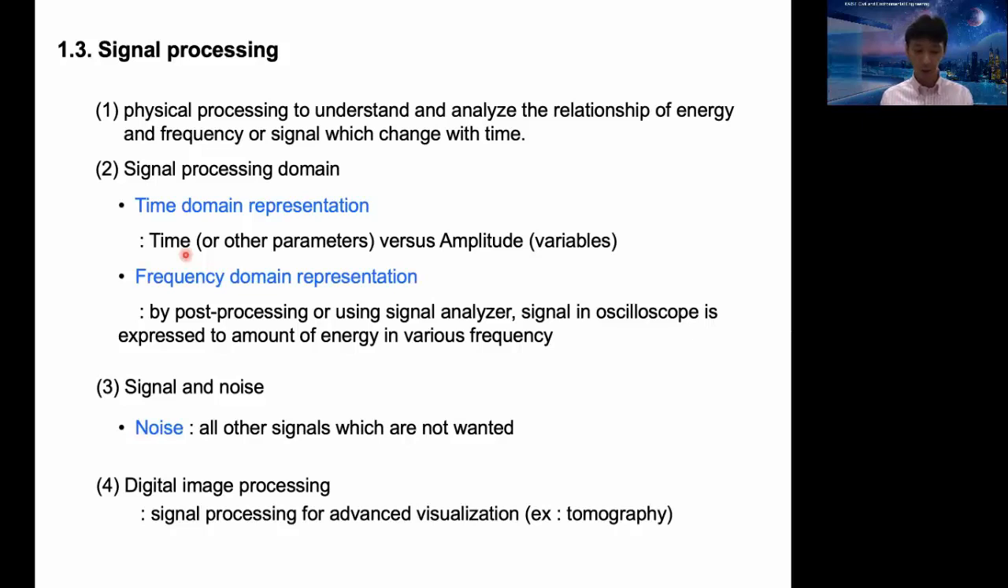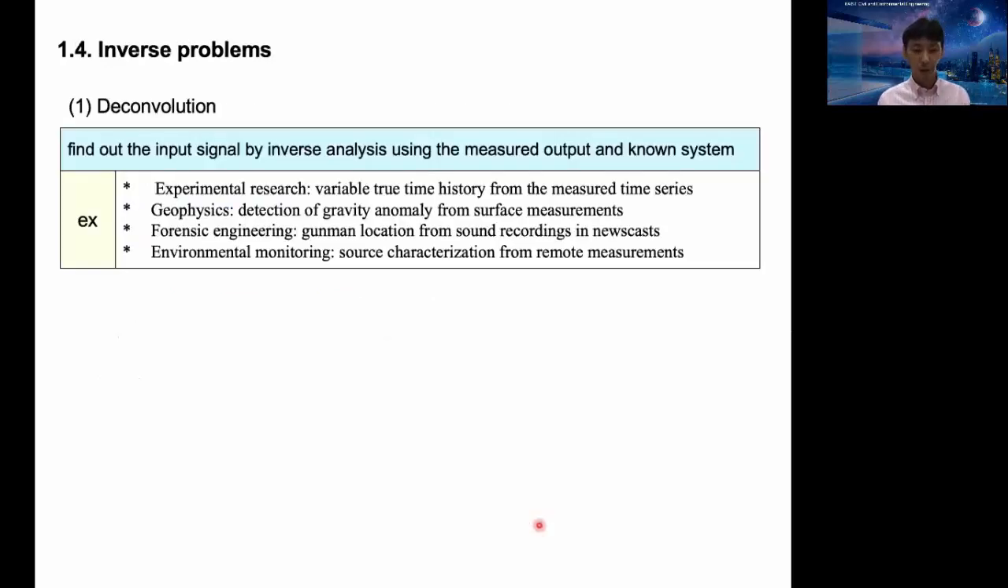Noise is defined as all other signals which are not wanted. So the purpose of signal processing is to remove the noise. And digital image processing is signal processing for advanced visualization, like tomography. Inverse problems. One example is system identification, and the other one is deconvolution. Deconvolution is to find out the input signal by inverse analysis using the measured output and known system.